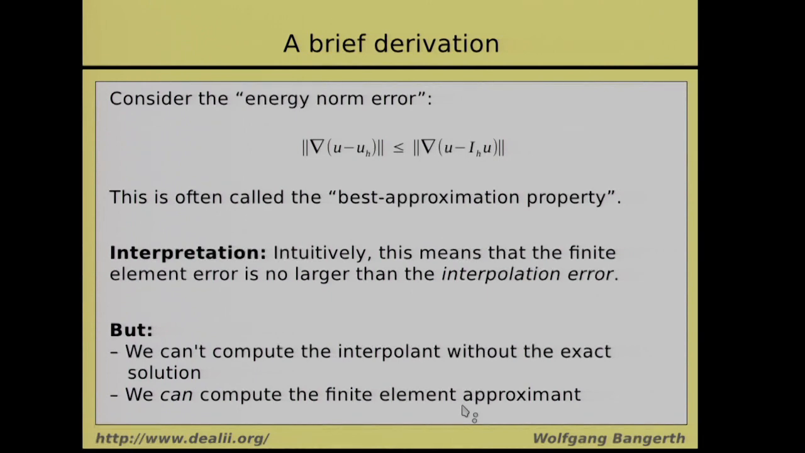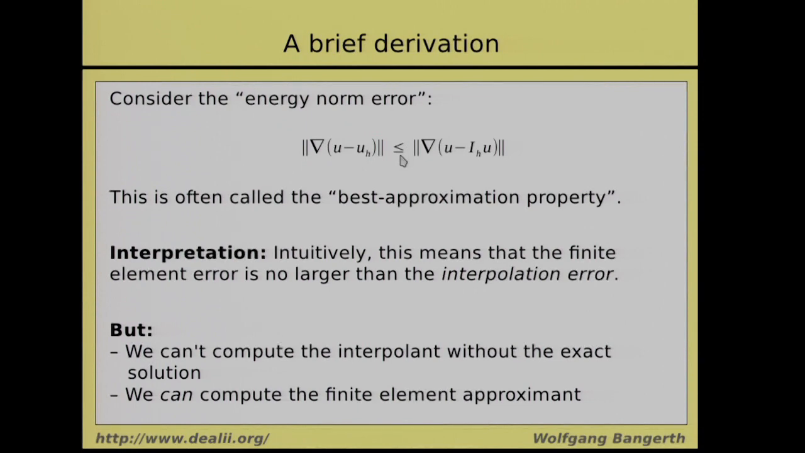So I can put this on its own slide here. This is the same property that we just had. This is what is often called the best approximation property. Let me interpret this for you. In essence, this means that in the H1 norm, the error of the finite element solution is at most as large as the error in the interpolation. The interpolation error would be the difference between the exact solution and the finite element function that equals the exact solution at the nodal points, but in between is, for example, piecewise linear, piecewise bilinear.